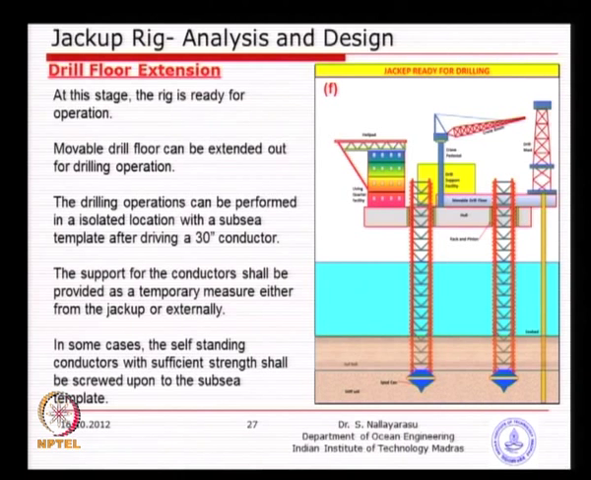Because normally an L by D ratio of 15, 20 is okay, but for 60, 70 meters, you imagine you do this with a 30 inch conductor, definitely it is going to be wobbly and will fail. So, you need to make sure that you either get support from the jackup, or somehow you design for a larger diameter only for the temporary purpose of drilling. Later on you can take this structure away.